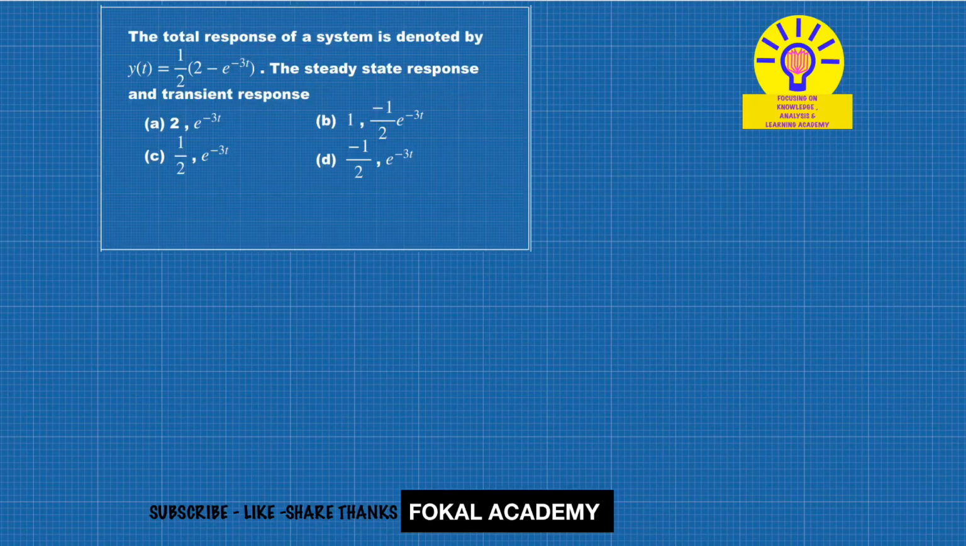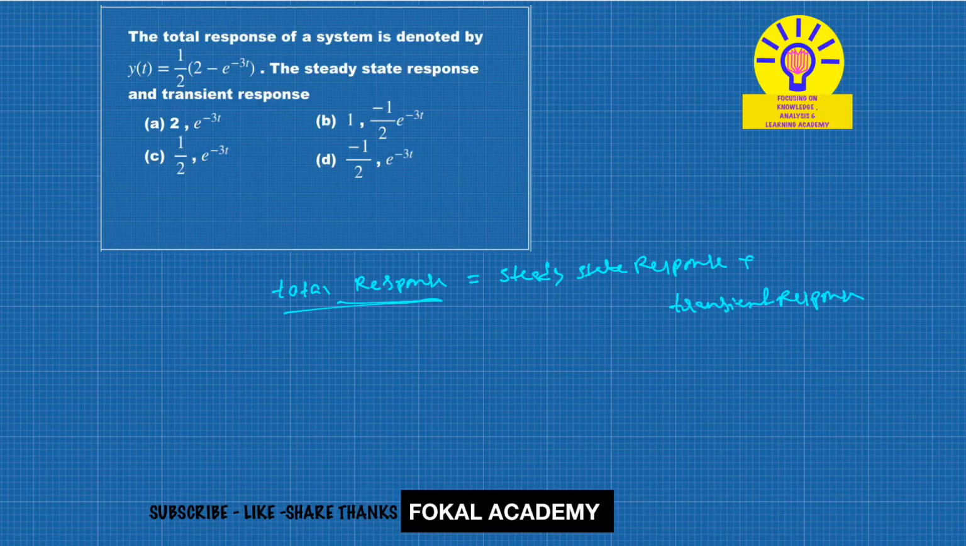We know that total response is equal to steady state response plus transient response. Okay, this is the total response. It consists of steady state response and transient response.